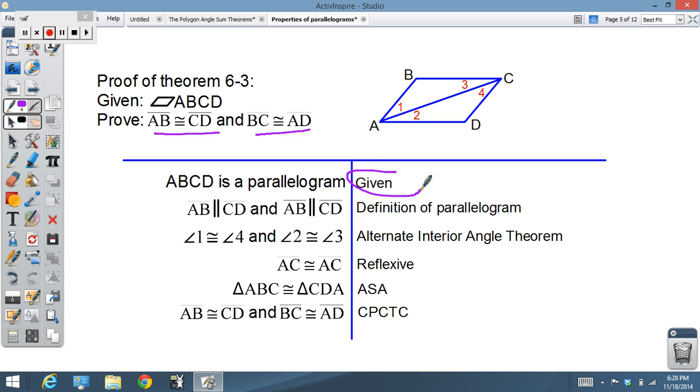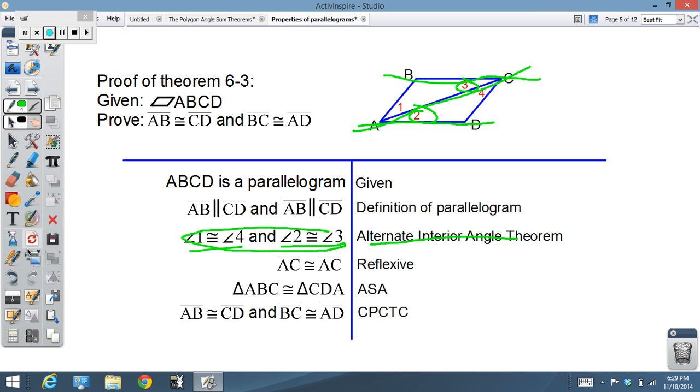Well, we are given a parallelogram. By definition, opposite sides are parallel. Now, that means, checking out a parallel line, transversal, and I should have drawn that a little prettier, but let's try again. Parallel line, another parallel line. Here's a transversal. Look at these angles: 1 and 4 are alternate interior angles. Check out this other set of parallel lines. The same transversal. Angles 3 and 2 are also alternate interior angles. Therefore, since the lines are parallel, these must be congruent.